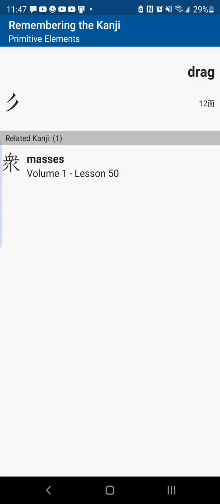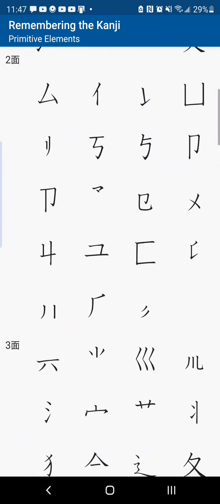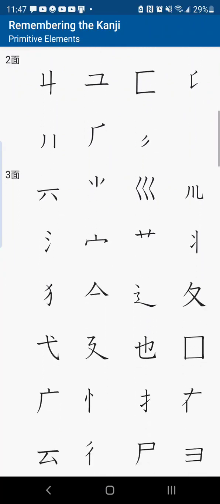And lastly, for number 2, a different kind of drag. We got this used in masses. So maybe 2 bits just like at the bottom, kind of flapping along the ground, getting dragged. But that'll do it for 1 and 2.